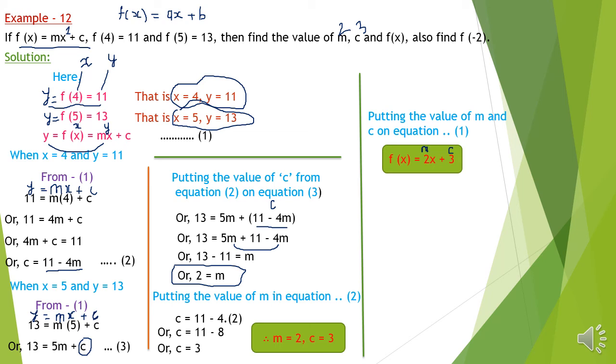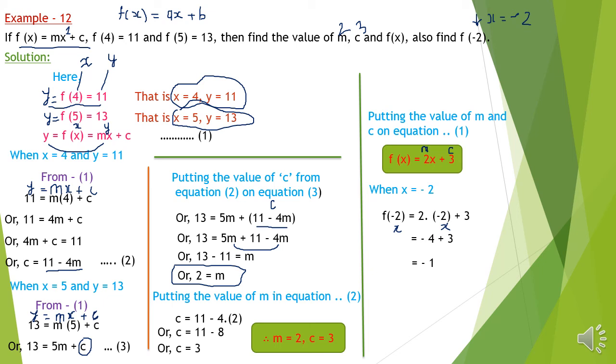Now we still have to find the functional value of function f at x is equal to minus 2. So our input will be minus 2, f(minus 2). Now minus 2 replaces x everywhere. On calculation our answer will be minus 1. This is a very important question, a long one, and you have to follow each and every step very carefully.